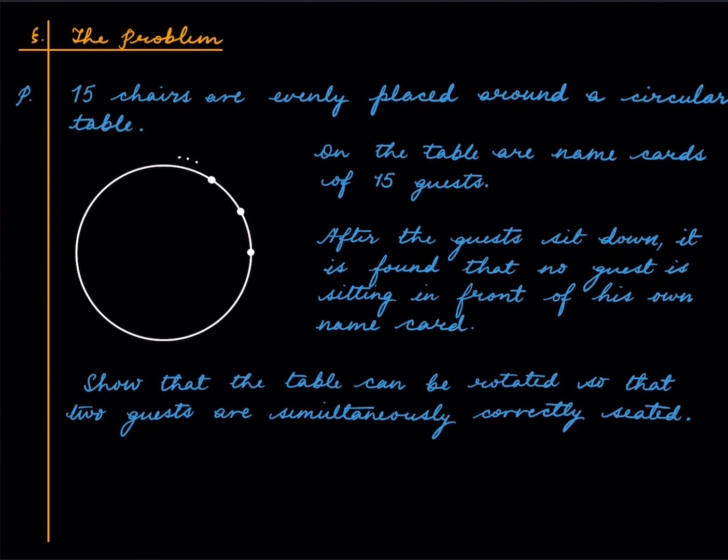Here is the problem. 15 chairs are evenly placed around a circular table. So this is a circular table and there are 15 chairs. Let me draw them in pink. And they are evenly placed, so the angular distance between any two consecutive chairs is the same.